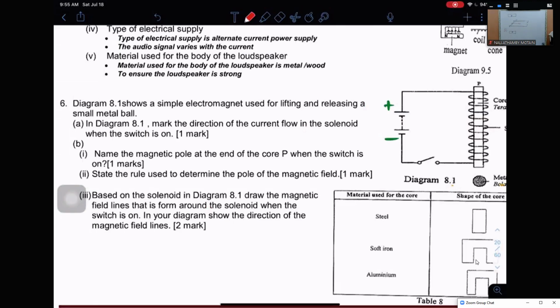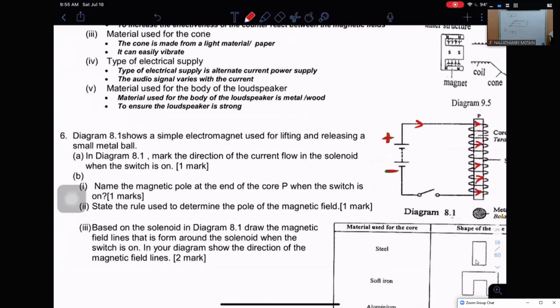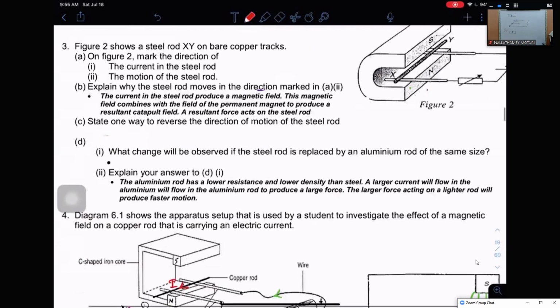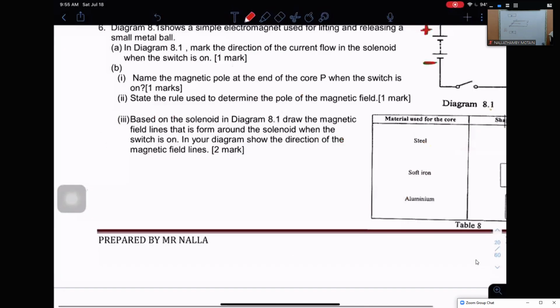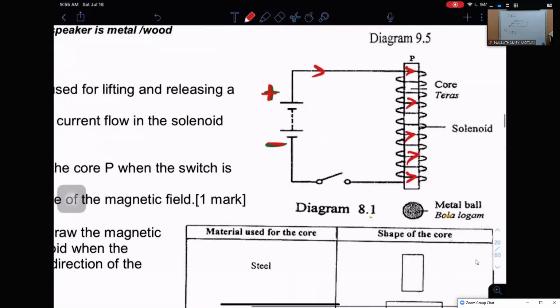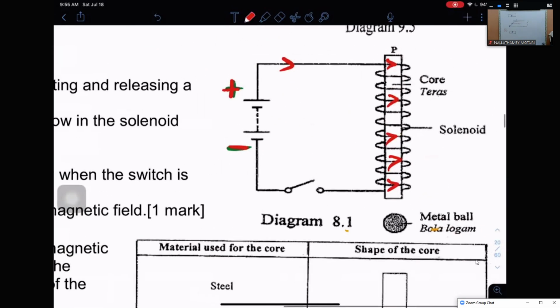First you check the poles here. So terminals, positive, negative, current flow. So in front over here, you need to draw the direction of the current. First step, simple one. Then the next one is name the magnetic pole at the end of the core when the switch is on. So what pole is it at P? How are you going to identify? What rule is that?